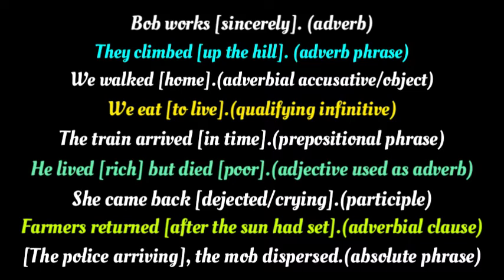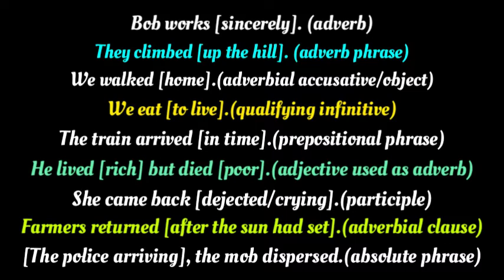In the third sentence, we walked home. Home is a noun which is used as an adverb to modify the verb walked. And in English grammar, when a noun is used as an adverb, it is called an adverbial accusative or an adverbial object. So in this case, home, which is an adverbial accusative, has come as the adverbial adjunct.